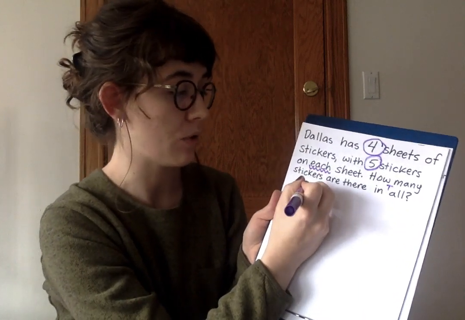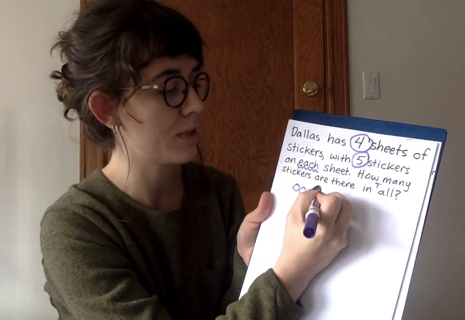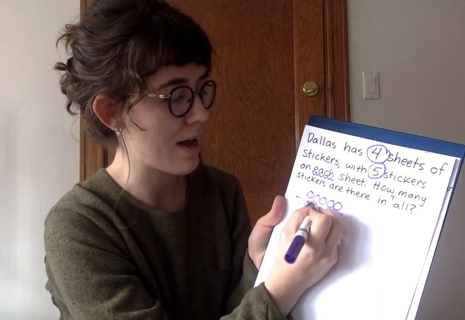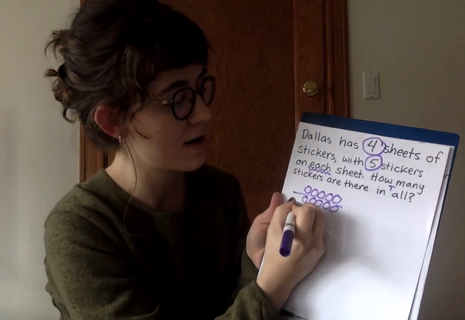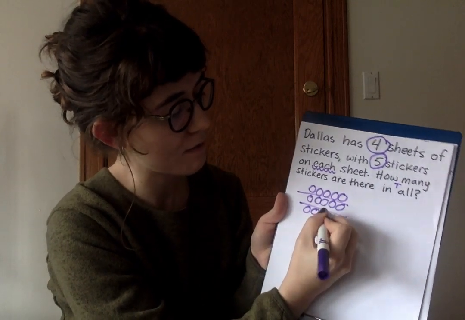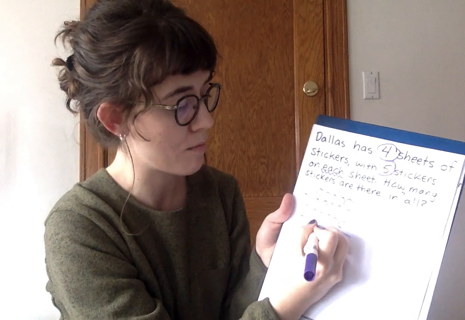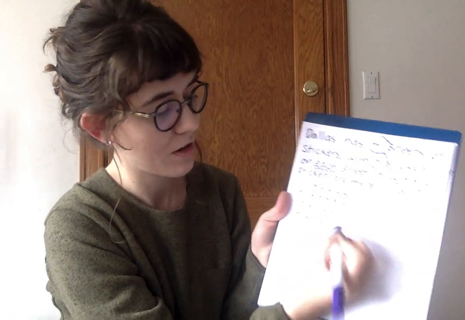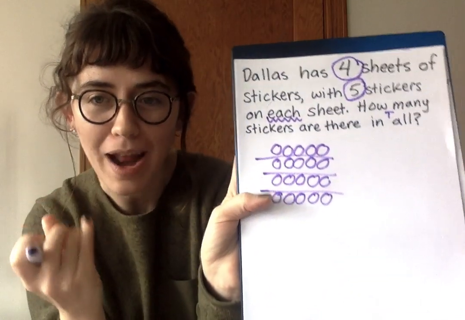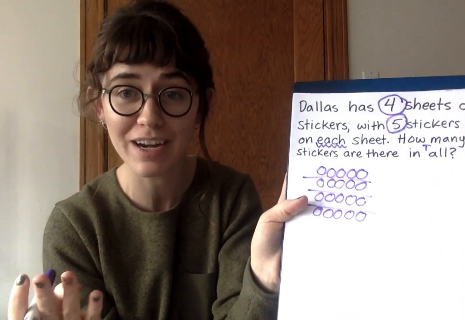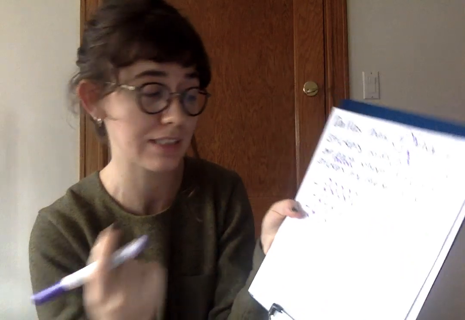Here we go. So this is going to show me how many are on the first sheet. That's 5 stickers. Then we have another sheet. That's 5 more. Then 5 more. But I remember that he has 4, right? So we're going to do 1 more row. That array is going to help me skip count, so I don't have to count it all one by one. So now that I'm ready to find my total, let's write that repeated addition sentence.